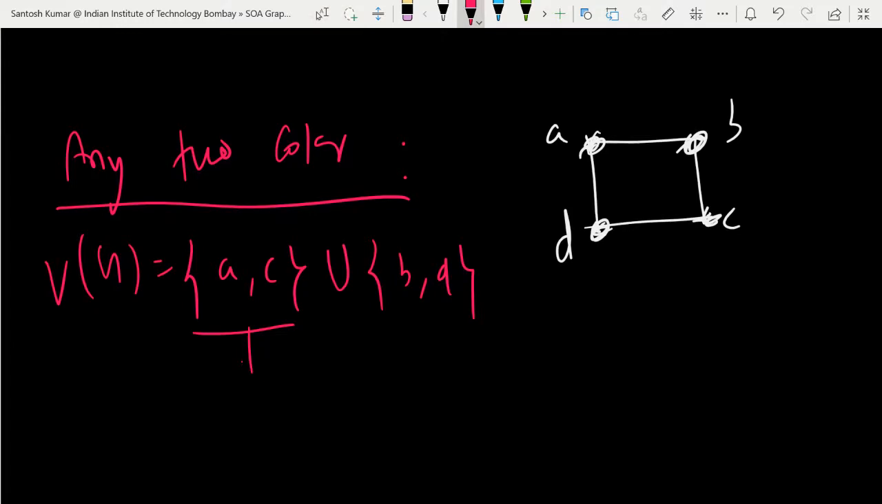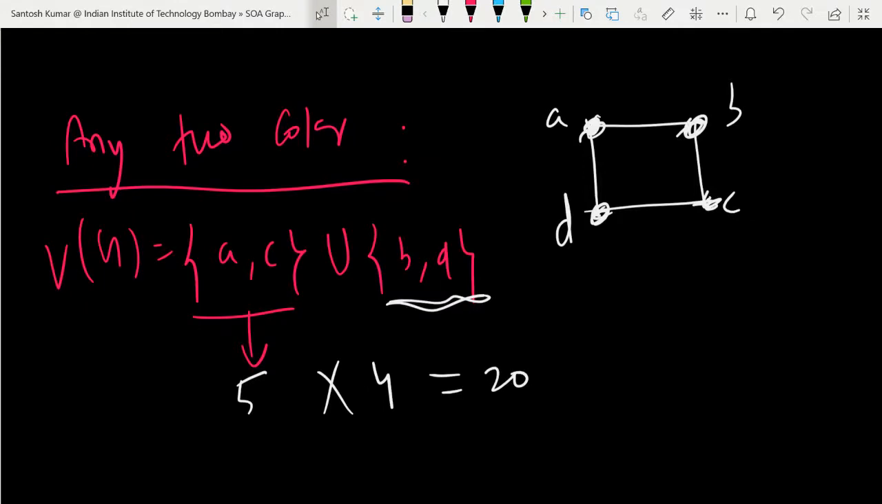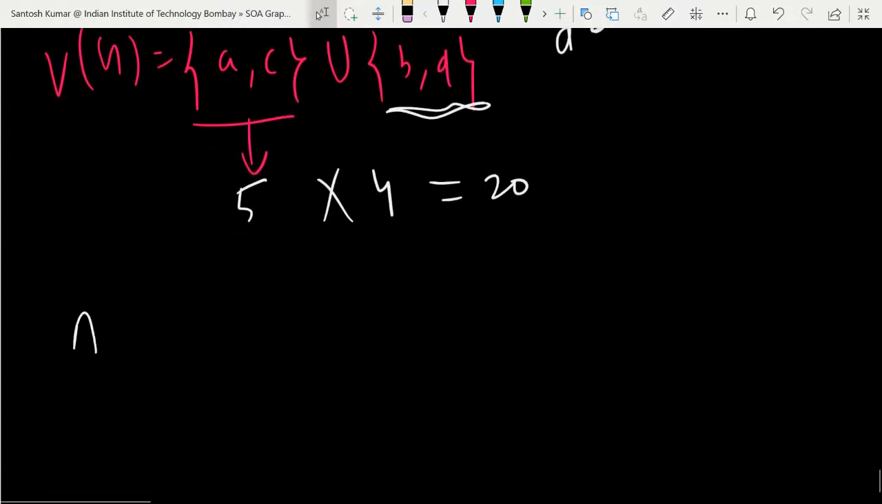For AC, how many choices do you have? You have 5 available colors, and for BD you have 4 available colors. A and C both can be given one color in 5 different ways, and BD can be given in 4 different ways, because the color you used at A or C cannot be used at B or D. So total 20 ways you have. In 20 different ways you can produce a proper coloring of this graph using any 2 colors. Okay, if I use any 3 colors.